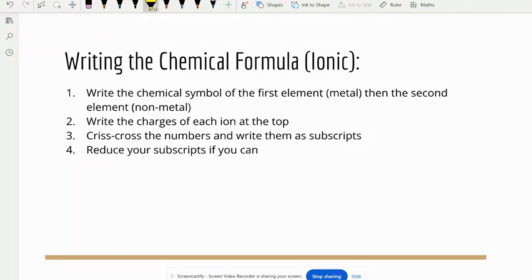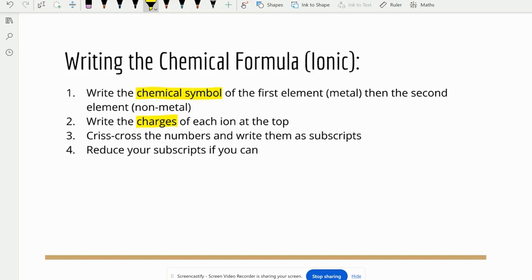So first, you write the chemical symbol of the first element, which is the metal, and then the second element, which is the non-metal. Just always write it in the order that you see. We write the charges of each of those ions. Remember, we wrote the charges in your periodic table yesterday.